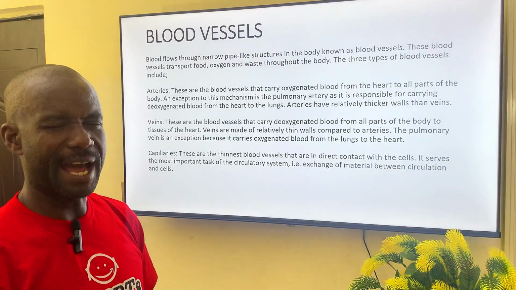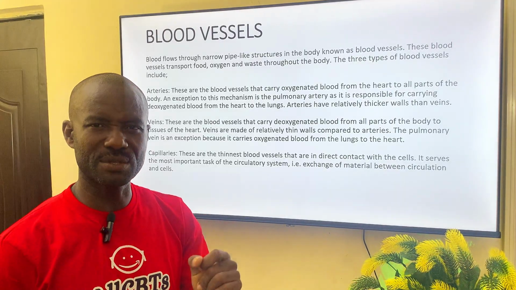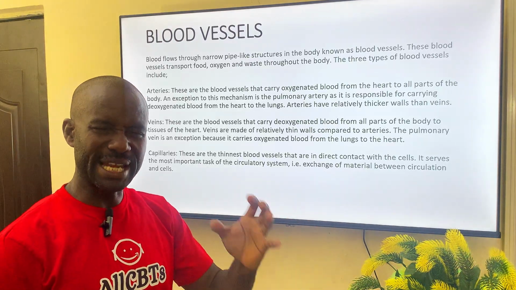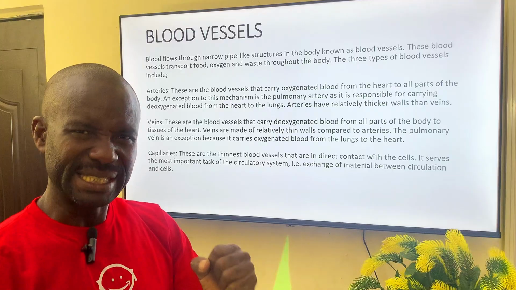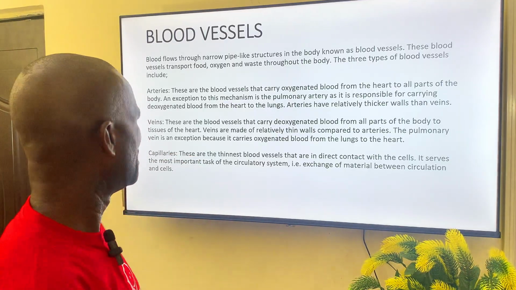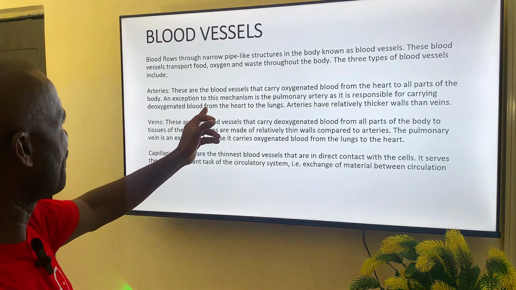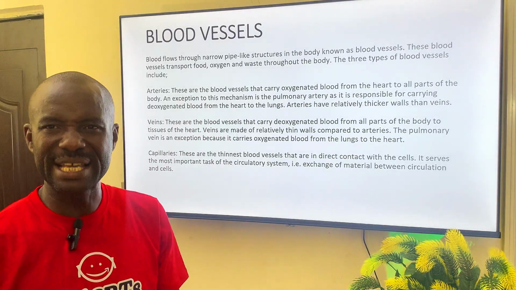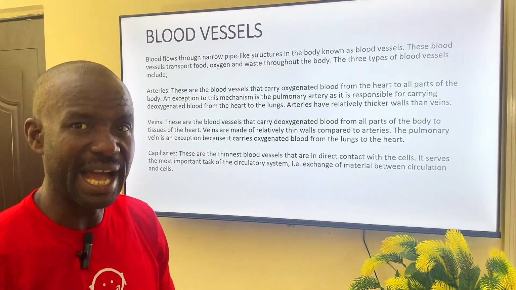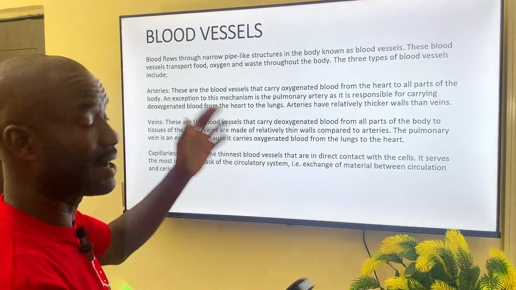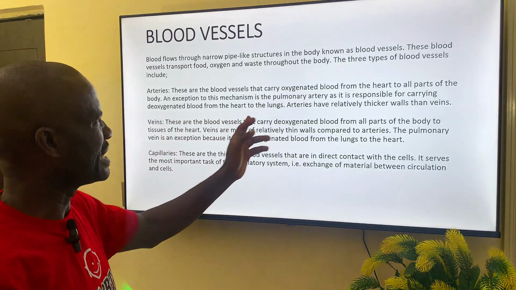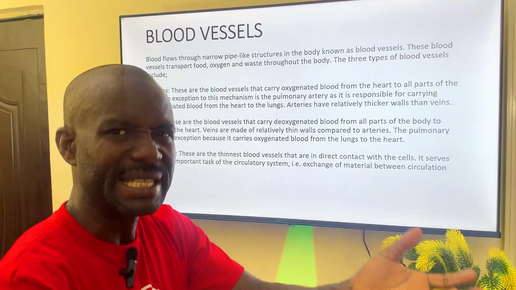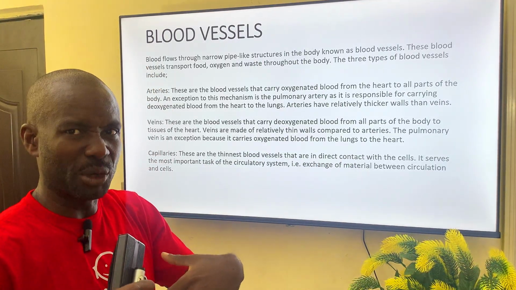So we define the artery as the vessel that transports blood away from the heart. We said the heart is the pumping organ that exerts a pressure on the blood. An exception to this mechanism is the pulmonary artery, meaning all vessels that take blood away from the heart are called arteries. The exception is the pulmonary artery. The pulmonary artery, instead of taking blood away from the heart, takes deoxygenated blood back to the heart.